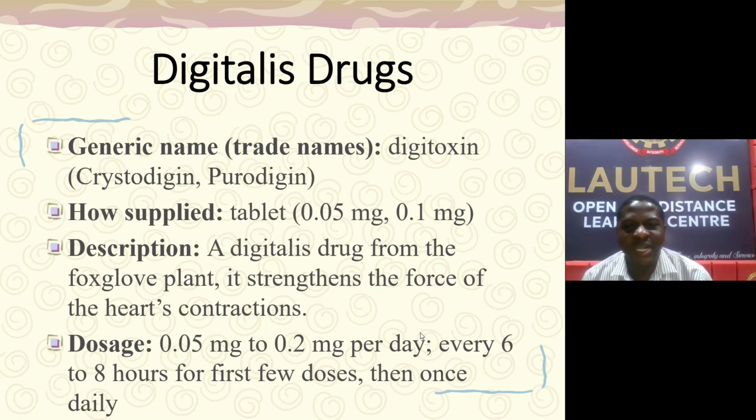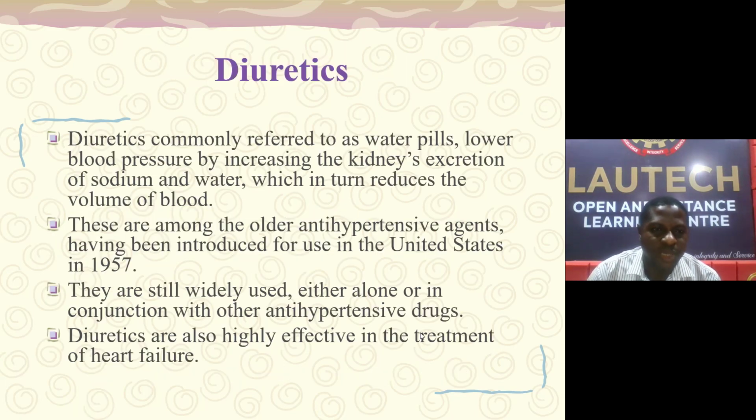Description: it utilizes drugs from the foxglove plant. From the foxglove plant, it strengthens the force of heart contraction. Then the dosage is 0.05 milligram to 0.2 milligram per day, every 6 to 8 hours for the first few doses, then once daily.